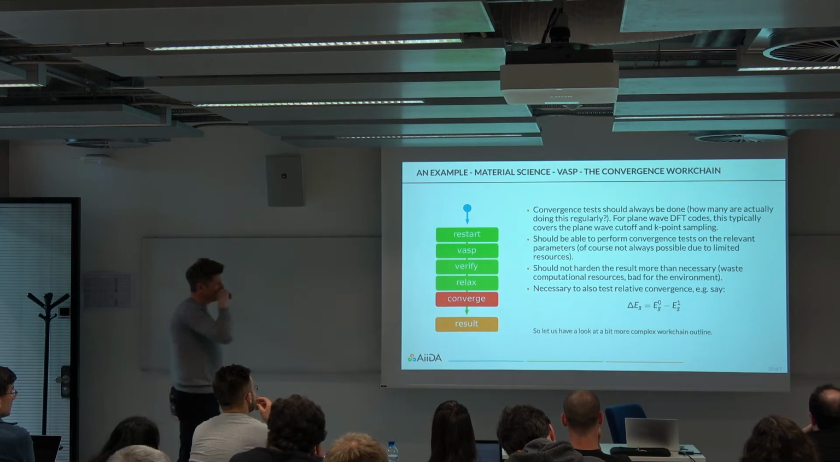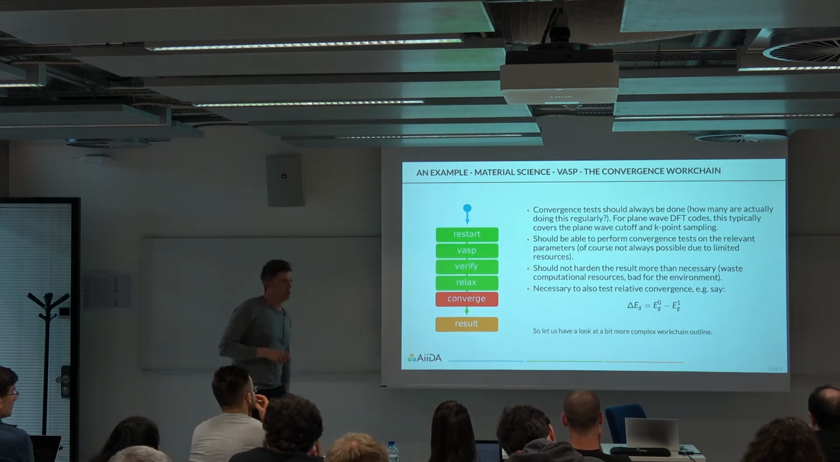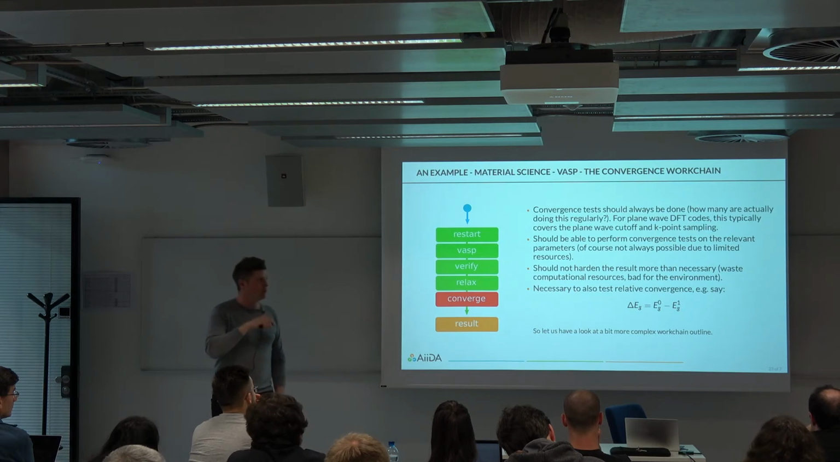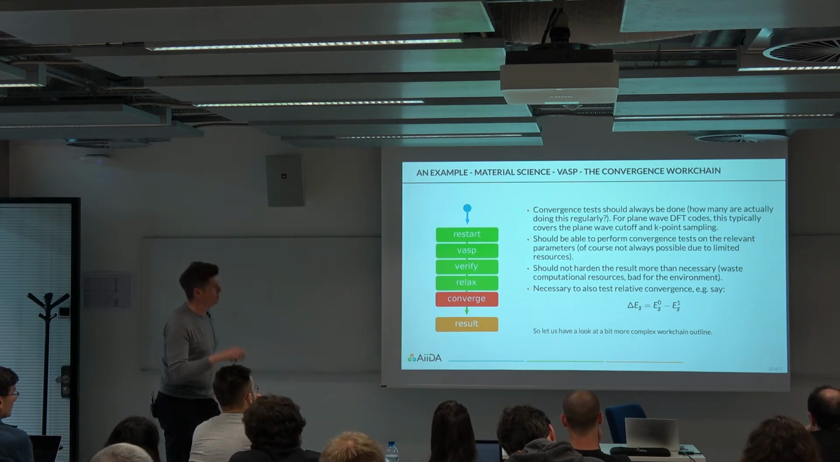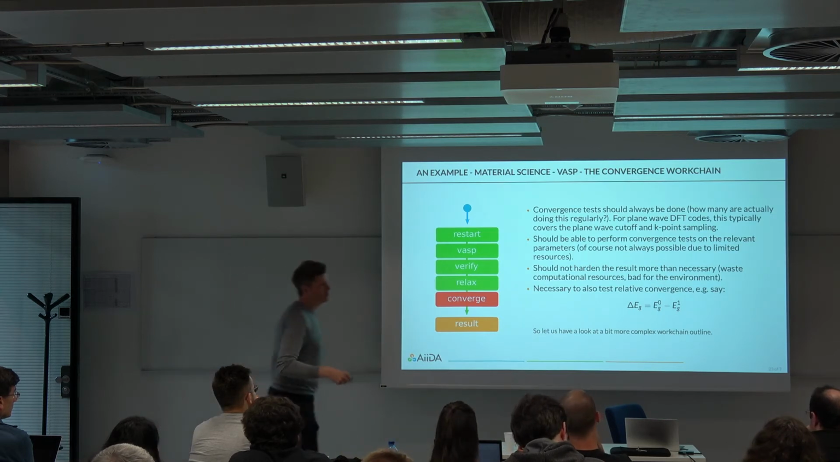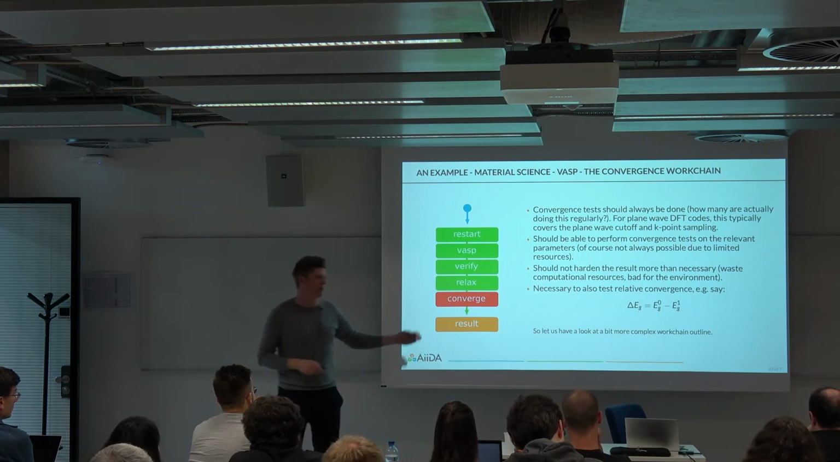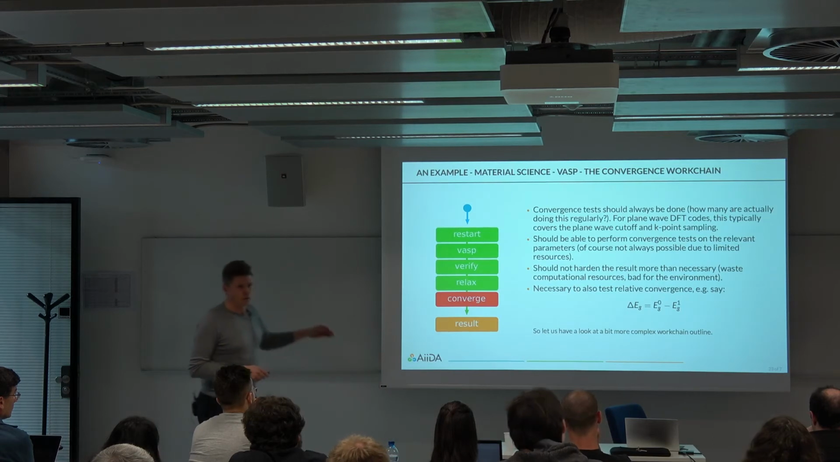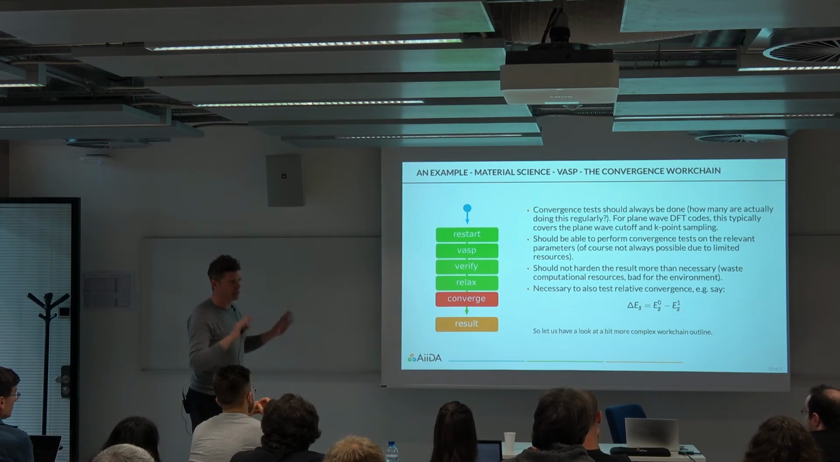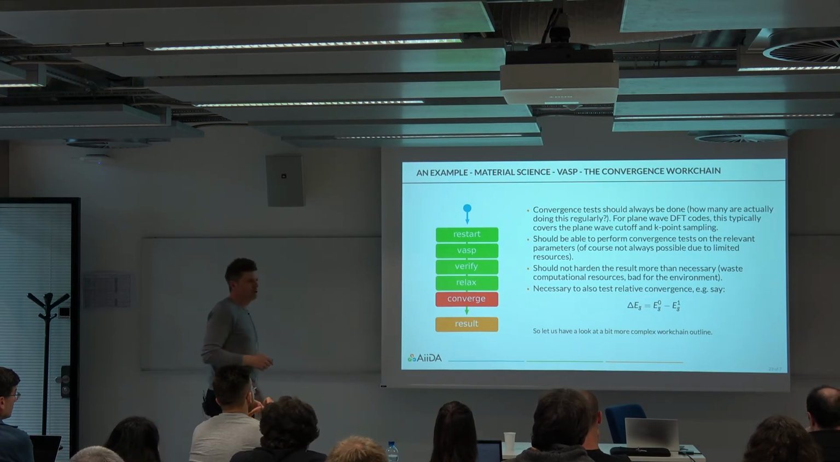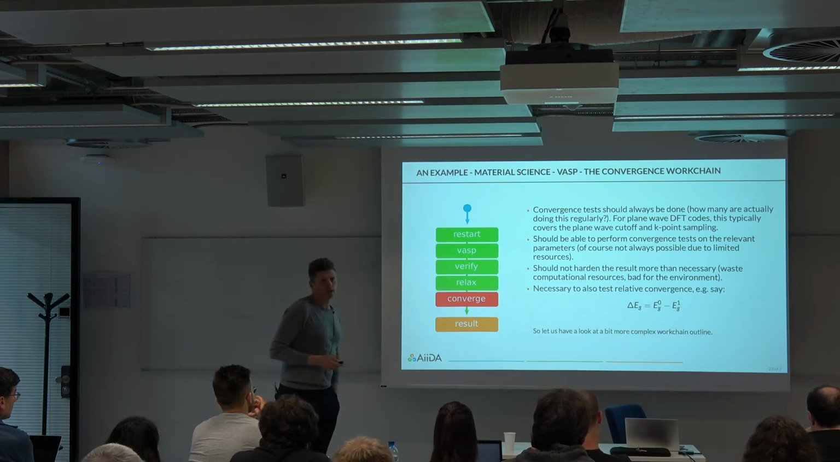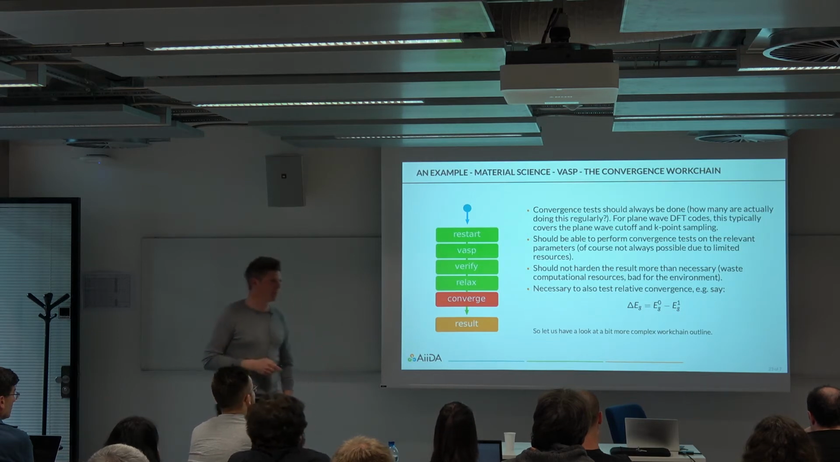And you also need a relative convergence test. That's what I said with the band gap. So say you do a displacement in a structure, you would investigate how the relative band gap changes as a function of the convergence, because that's what you actually want to study. Then you could think of a huge matrix of these things, define that in your convergence workchain, and the user selects whatever they would like to study, and this goes automatically, hopefully.